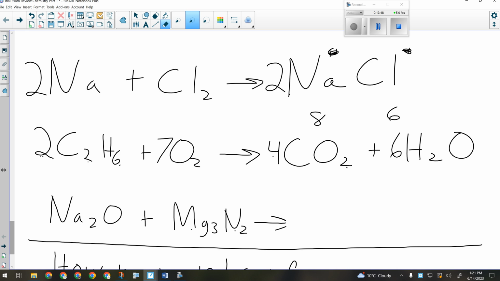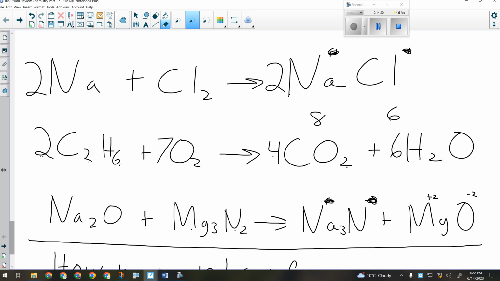And then for our last one here, we've got sodium oxide reacting with magnesium nitride. What kind of reaction is that? Double replacement reaction. In a double replacement reaction, we simply swap the metals. So we would have sodium now with nitrogen, and we would have magnesium now with oxygen. Since these are both ionic compounds, I need to drop and swap them. This is a -3, this is a +1, so Na3N. This is a +2, this is a -2, so that compound is good the way I wrote it.